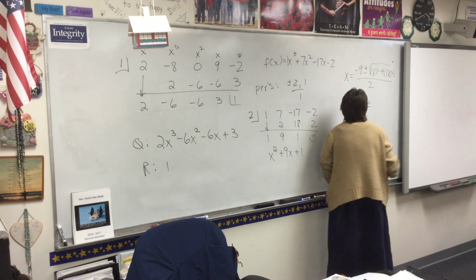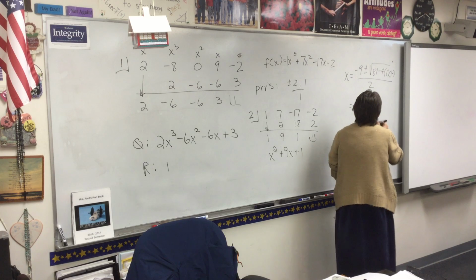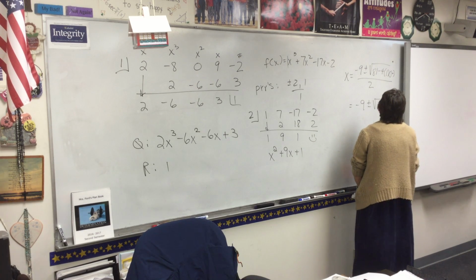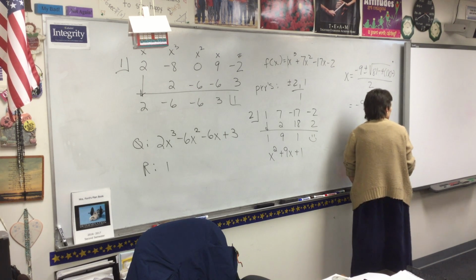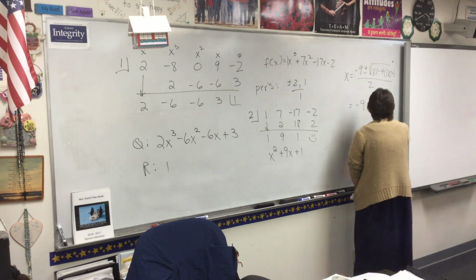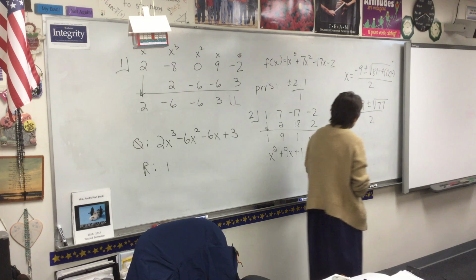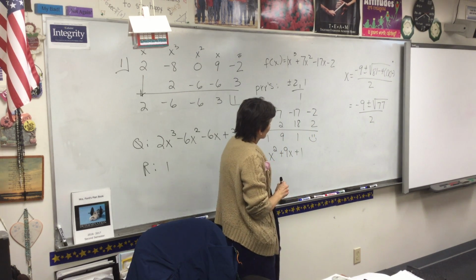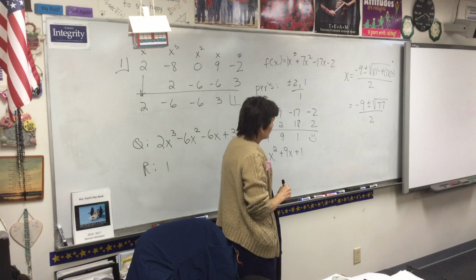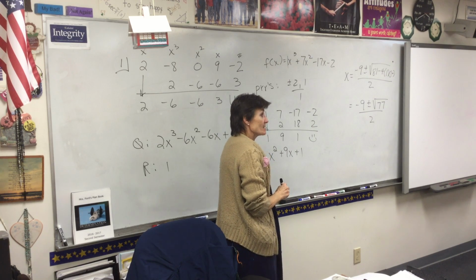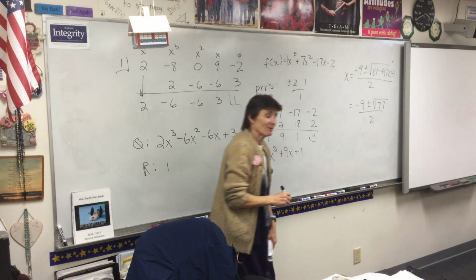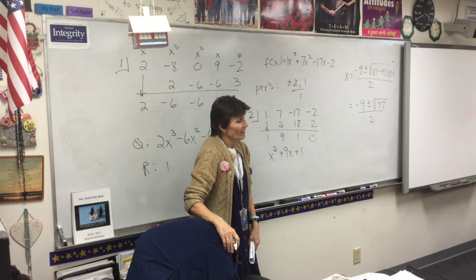Negative 9 plus or minus the square root of... very good year. You graduated from high school, 1977. I know, I'm old, I know. That doesn't break down, so we're done.